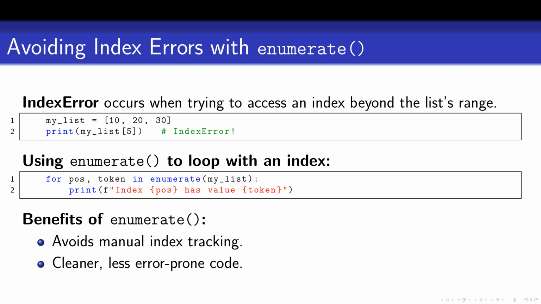In cases where you do need access to both the index and the value during iteration, Python provides the built-in enumerate function. Using enumerate, you can loop through a list while keeping track of the position of each element. This helps avoid common errors like index misalignment or out-of-range exceptions. Instead of using a manual counter variable, enumerate returns a tuple for each item, containing both the index and the value. This pattern results in cleaner, more maintainable code and is especially useful in debugging, displaying item positions, or performing indexed updates within a loop.